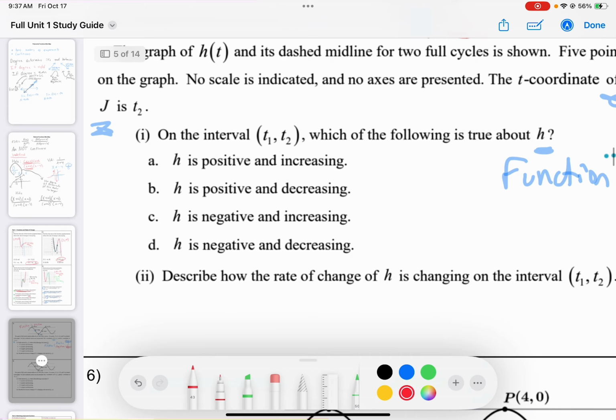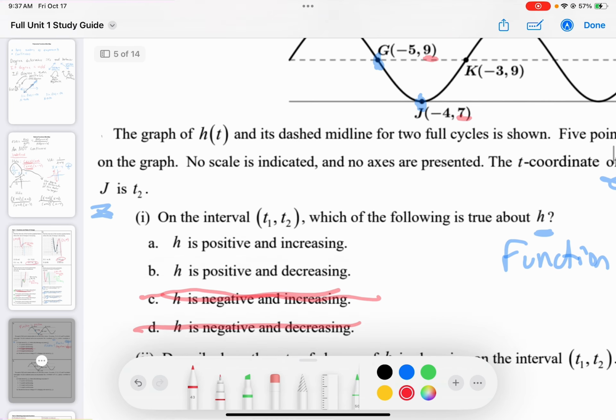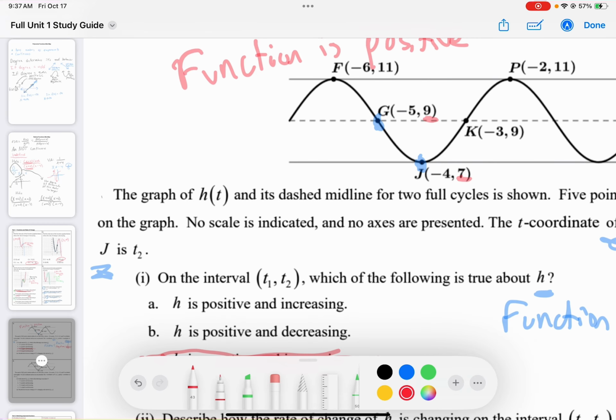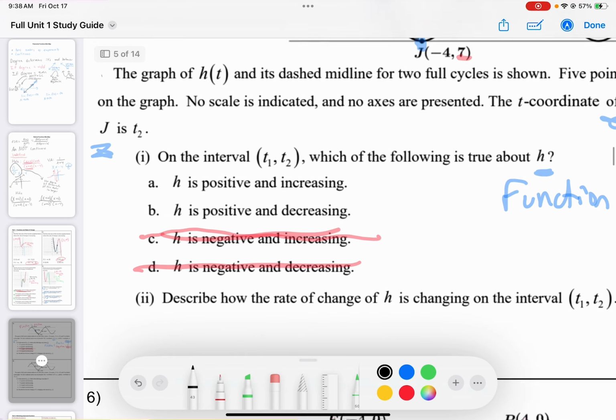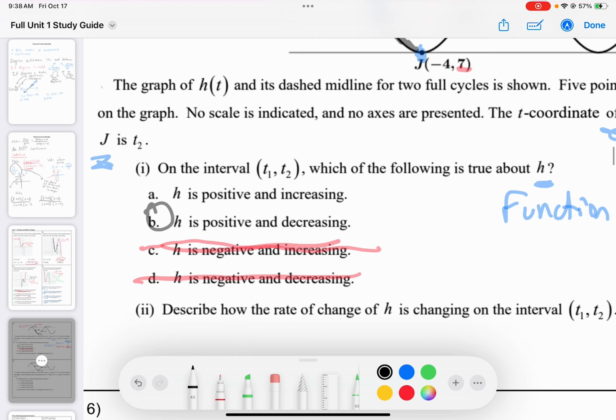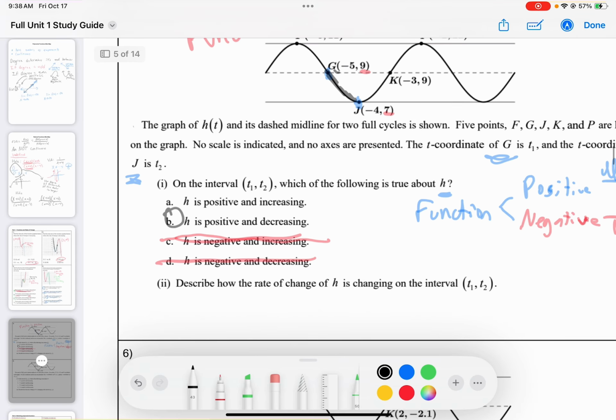All right, so I know it's not C. I know it's not D because this function is positive. Well, is it increasing or decreasing? Again, it's asking about the function, not the rate of change. I know it's confusing. I know it's kind of annoying that we don't have better ways to discuss this. Well, is the function, not the rate of change, going up or down? Well, from here to here, it's going down, so it's decreasing. So it's positive and decreasing. That's the function, not the rate of change.